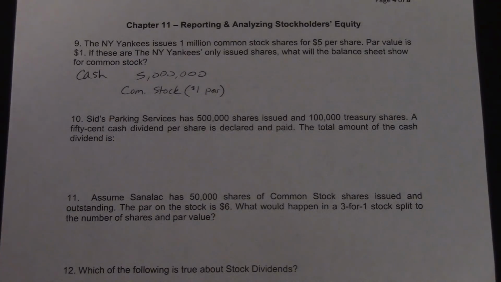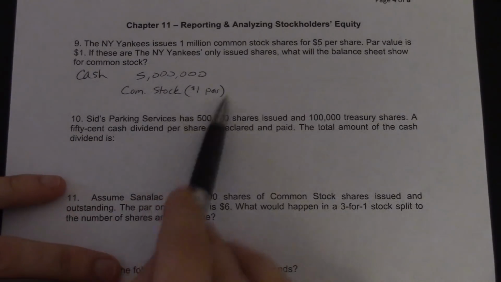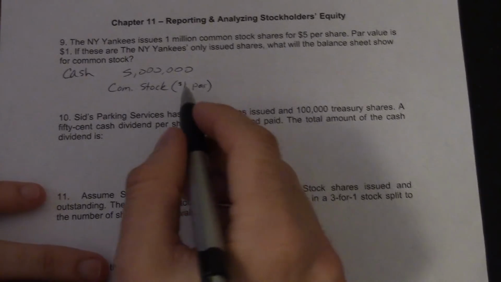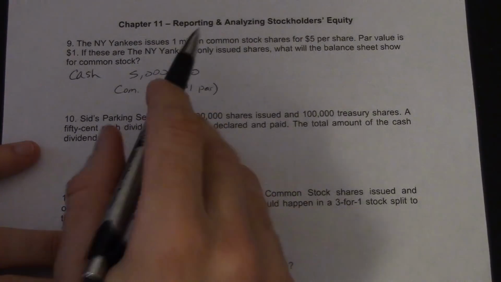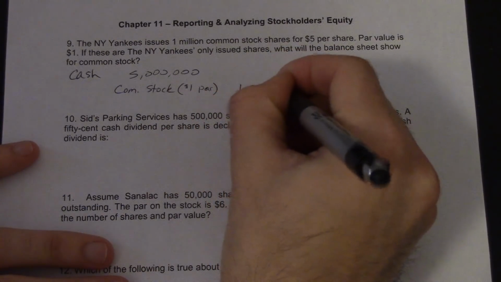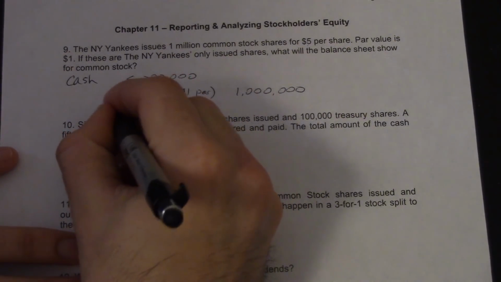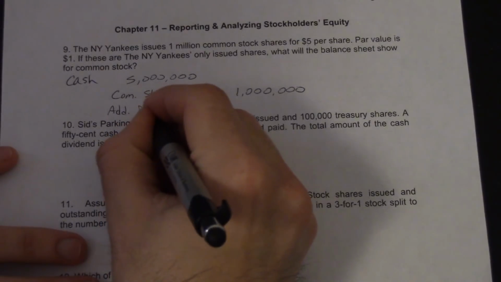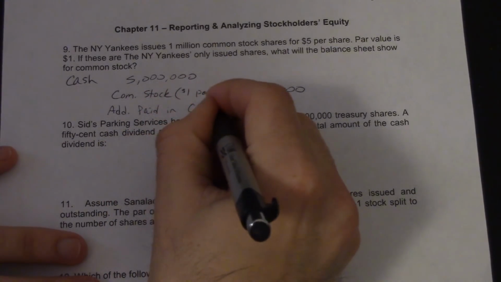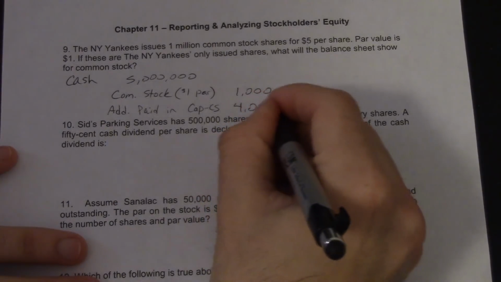So the par value is just a legal value that companies have to express. There's no real significance for it in the accounting world, but we have to show the par value. So the par value is $1 each for the common stock. $1 each for 1 million shares is $1 million for common stock. And then the remainder is put into this thing called additional paid in capital for common stock, which is $4 million.